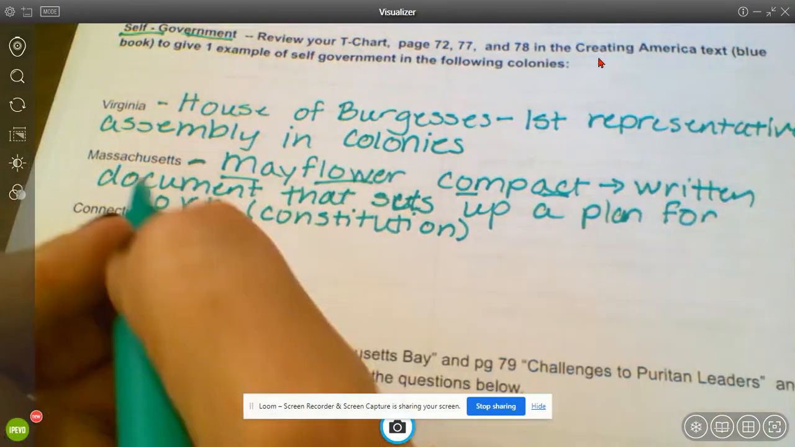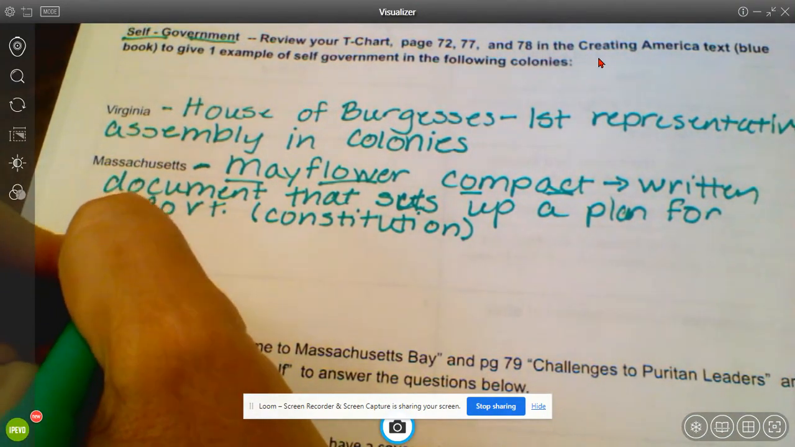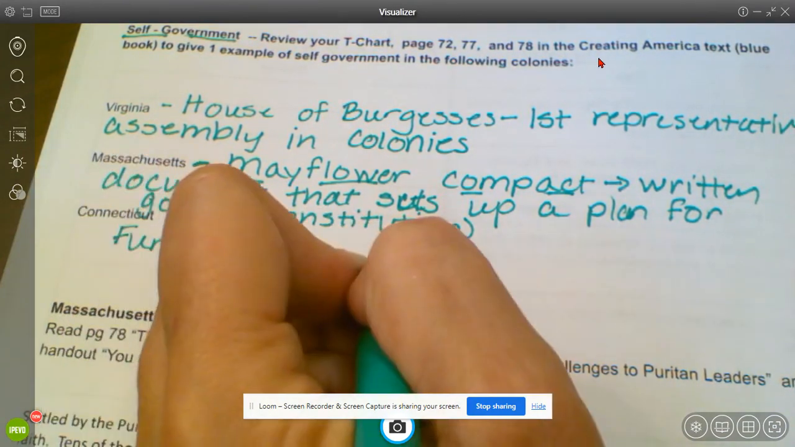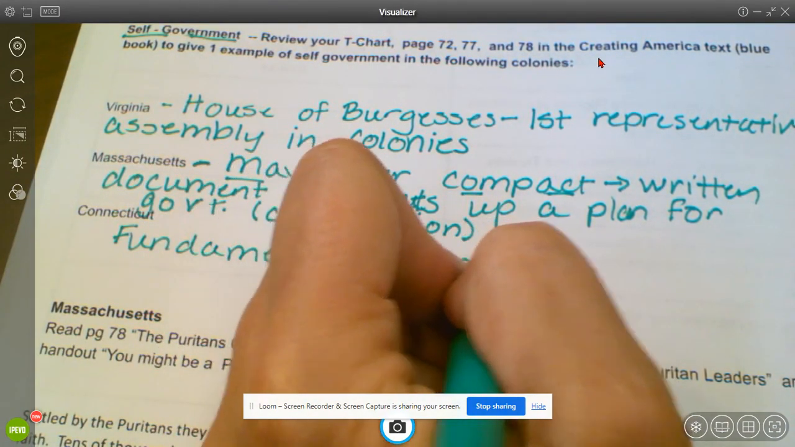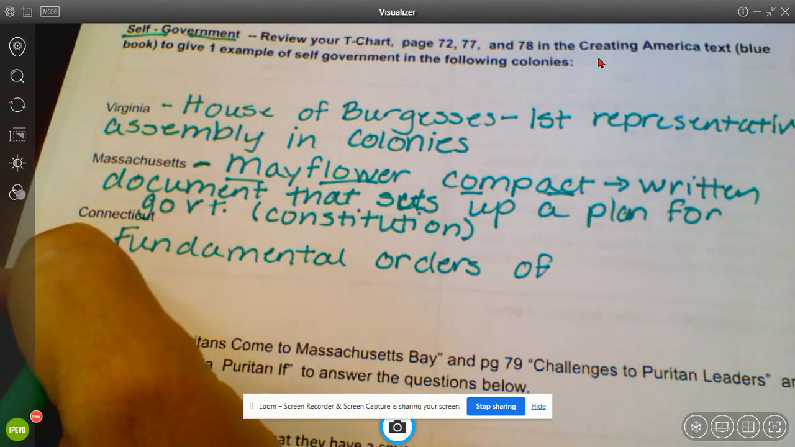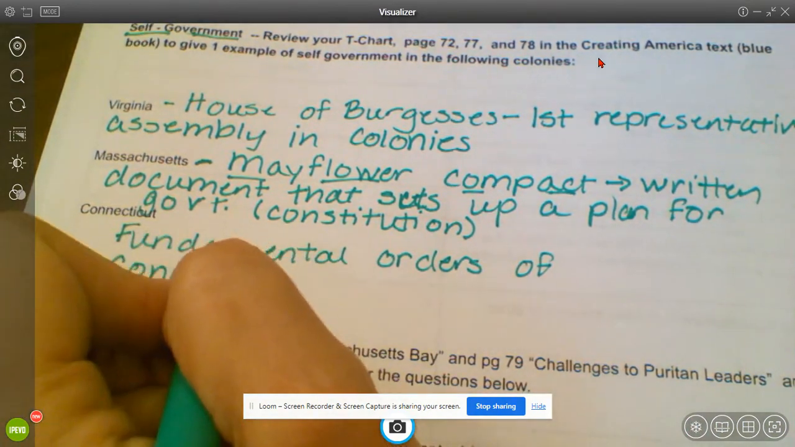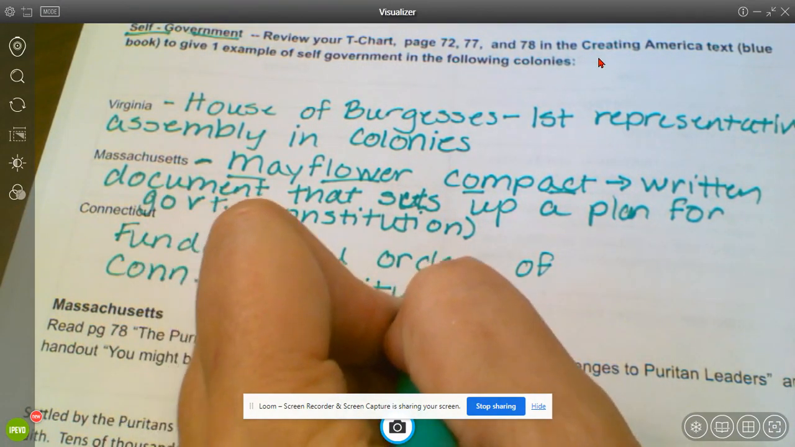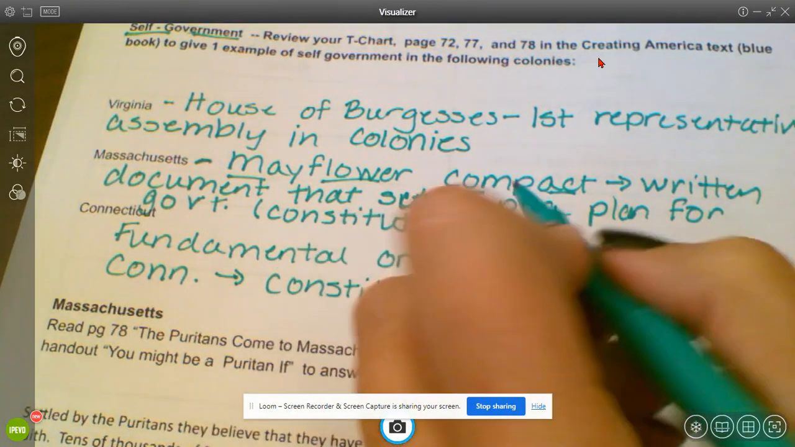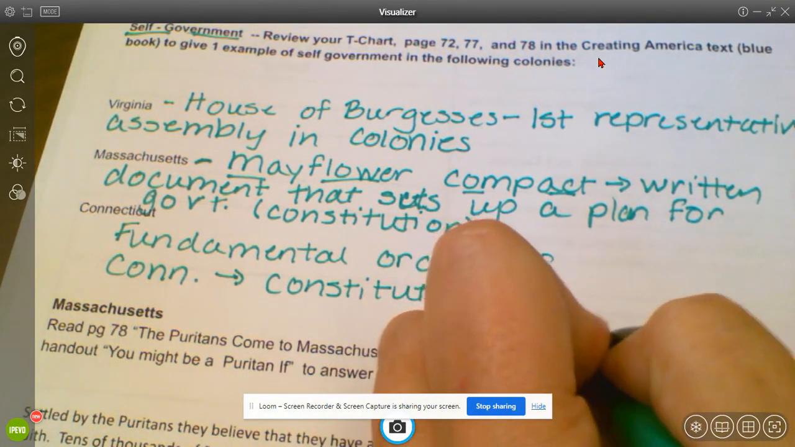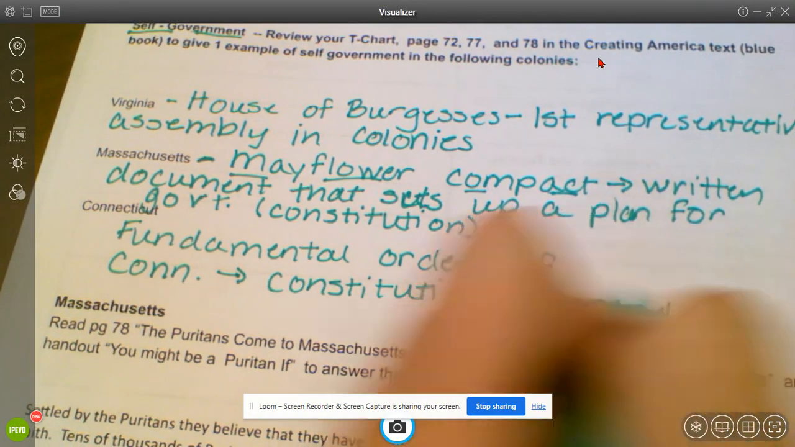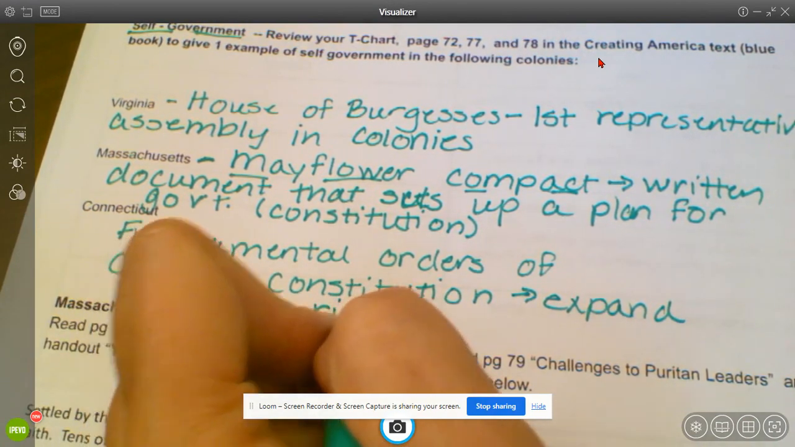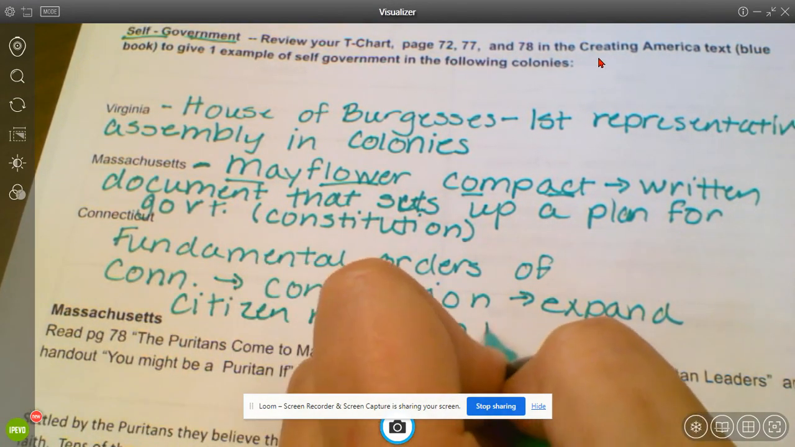make decisions. And then lastly, we have the Fundamental Orders of Connecticut. And this is, again, another example of a constitution. This one is a little bit different. It's going to expand the rights. It's going to expand some citizen rights to non-church members.